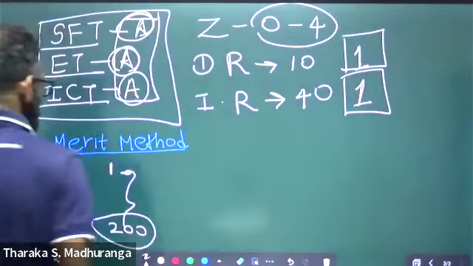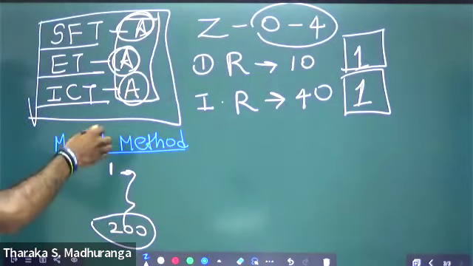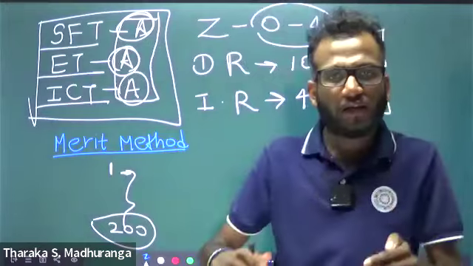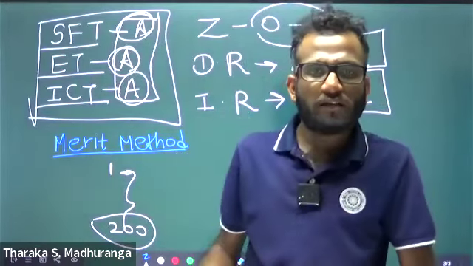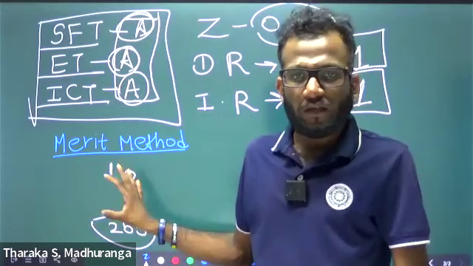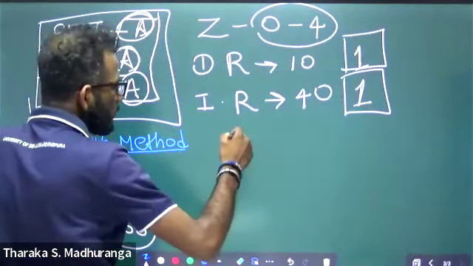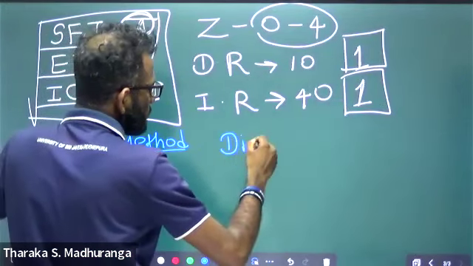Okay, I told you the university selection methods. The first one is the merit method. In the merit method, they select the first island ranks. They select them as suitable candidates. Okay. The second one is the district quota method.